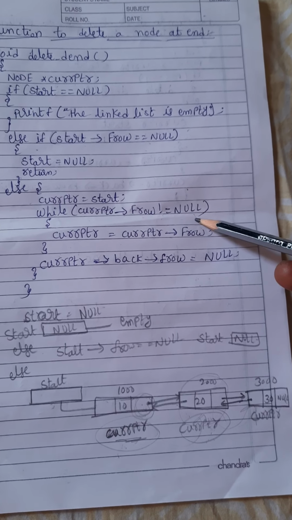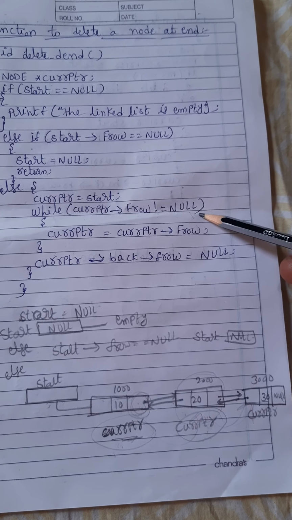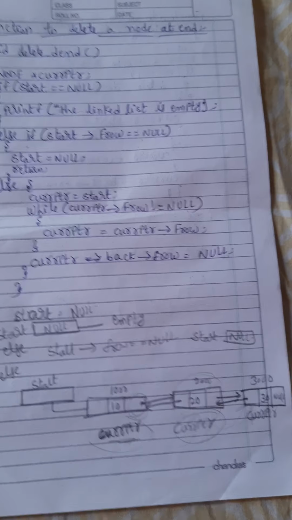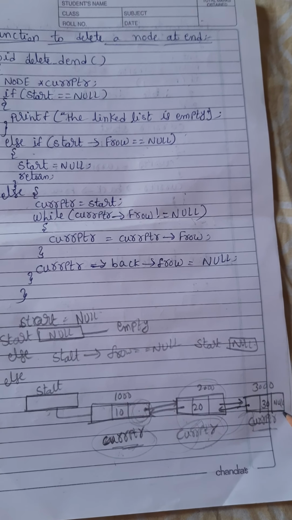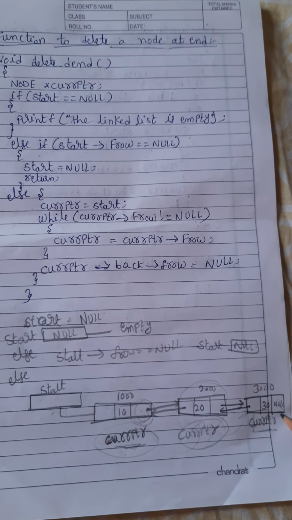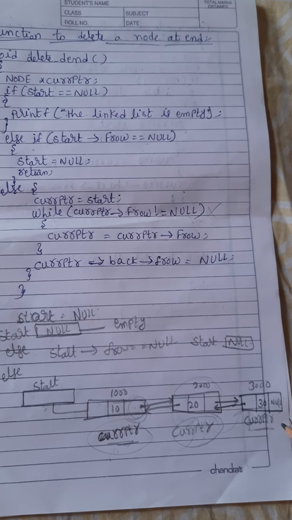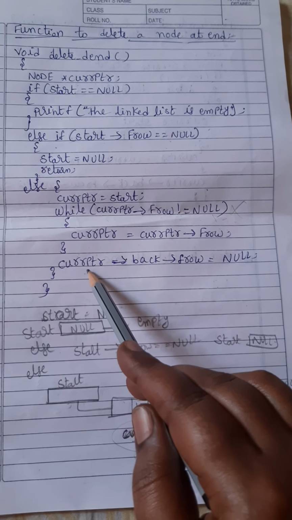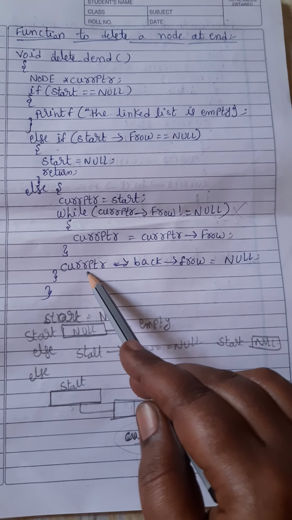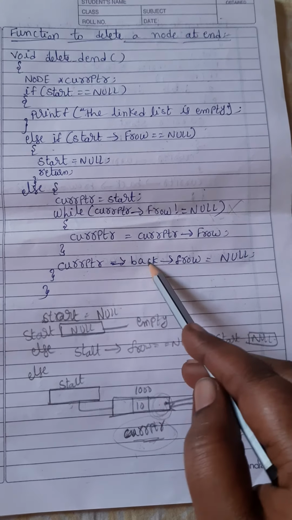And again, here also it will check whether it is equal to null or not equal to null. Here, now this will become the current pointer. Here, current pointer to fro is equal to null. Here the condition is wrong. If it is equal to null, means the statements outside of this while will get executed. That is, current pointer to back to fro equal to null.